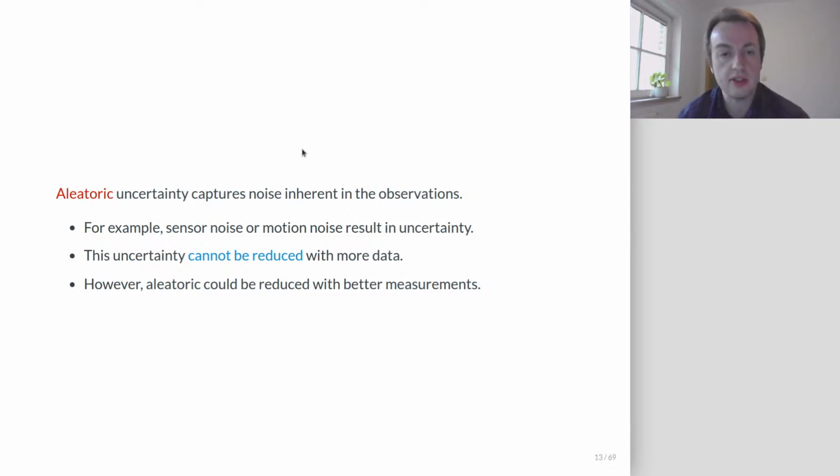So as I said, aleatoric uncertainty basically captures noise which is inherent, intrinsic to the data generation process, and therefore to the observations that you collect and that you use, for example, as input to your model. And so, for example, sensor noise, due, for example, to the limitations of your camera, or motion noise will result in uncertainty. And what is important to remember or to understand is that this type of uncertainty cannot be reduced with more data. It's not because you go from a training set of 1,000 images to 1 billion images that you will manage to reduce this uncertainty.